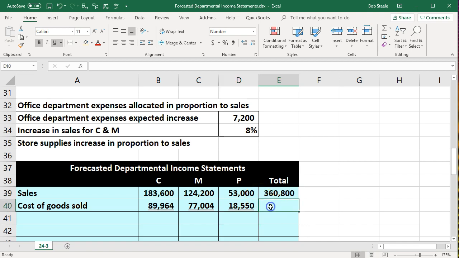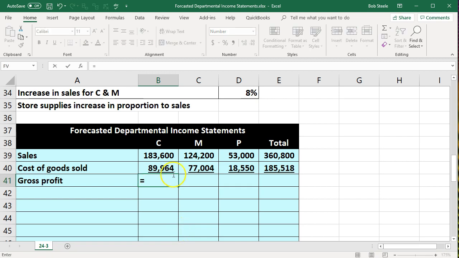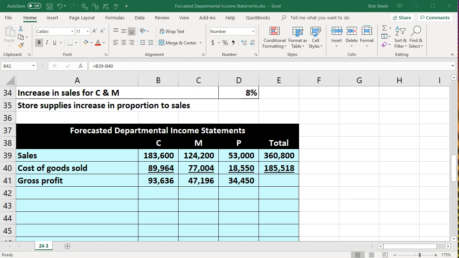Okay, so then we're going to sum this up, equals the sum of these items. That's the 185,518, and then we have the gross profit. So for gross profit, we will subtract these out. This equals the 183,600 minus the 89,964. And then I'm going to copy that across using autofill. I'm going to put our cursor on that little box and then autofill it across. And I missed one box though, so let's drag it over one more time to get to the total. Obviously these two add up to 175,282, that number.